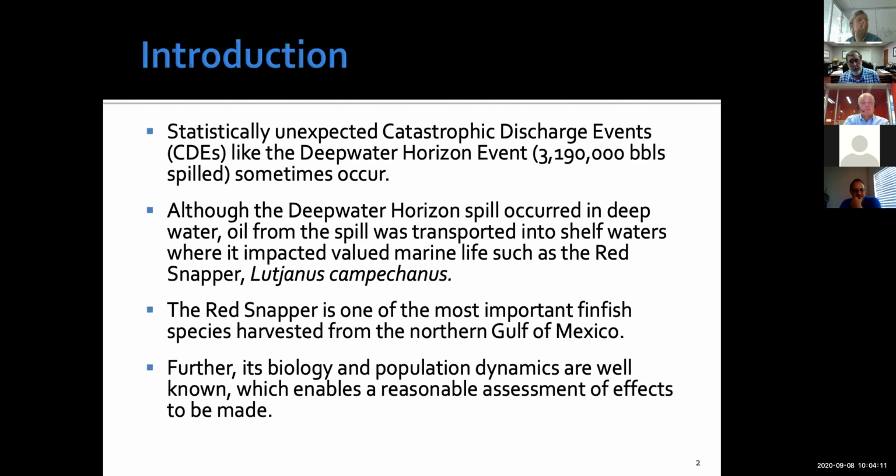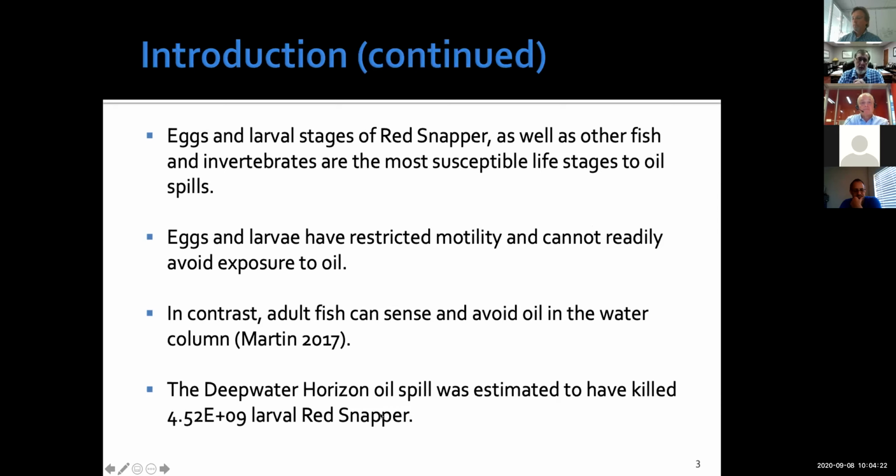And as a result of this, its biology and population dynamics are reasonably well known, which enables a reasonable assessment of effects to be made. Now, the eggs and larval stages of red snapper, as well as other fish and invertebrates, are the most susceptible life stages to oil spills. The eggs and larvae have restricted motility and cannot readily avoid exposure to oil. In contrast, adult fish can sense and avoid oil in the water column. This is well documented.